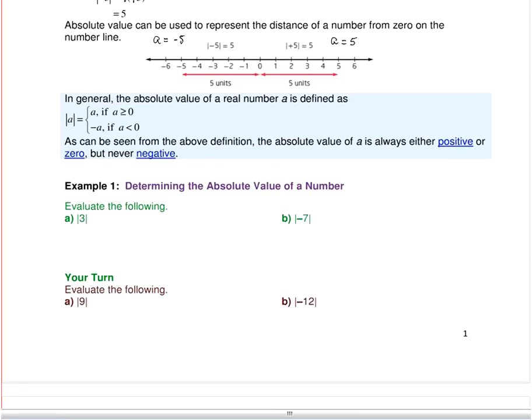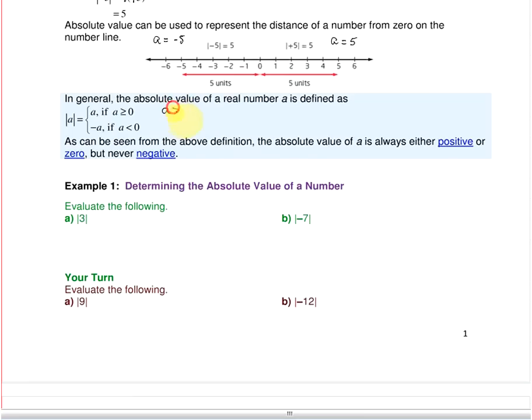In general, the absolute value of a real number a is defined like this. The absolute value of a is equal to a if a is greater than or equal to 0. The absolute value of a is equal to negative a if a is less than 0. We're not going to put less than or equal to 0 on the second one because we already have the equal sign on the first one. I'll split this up and show you with an example.